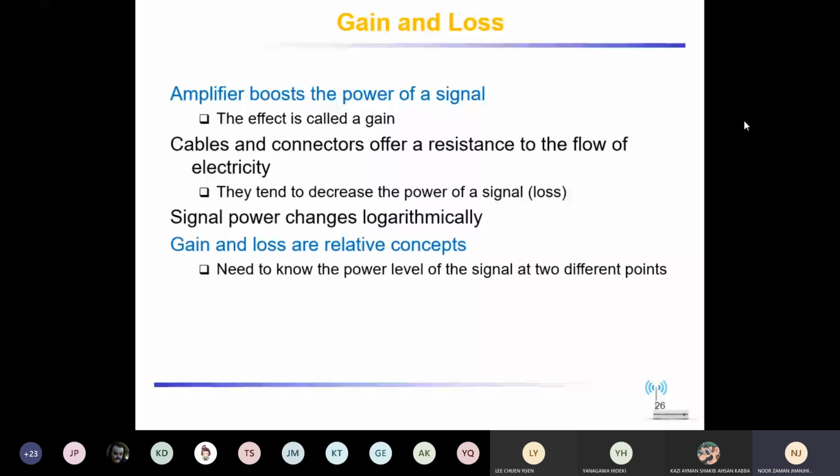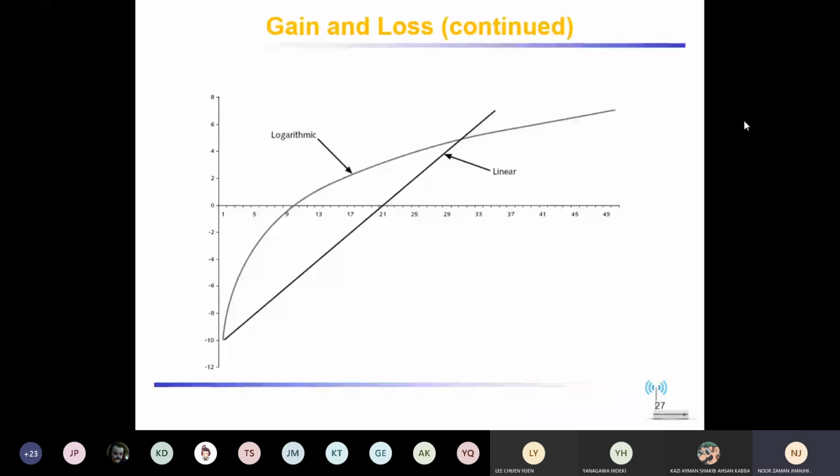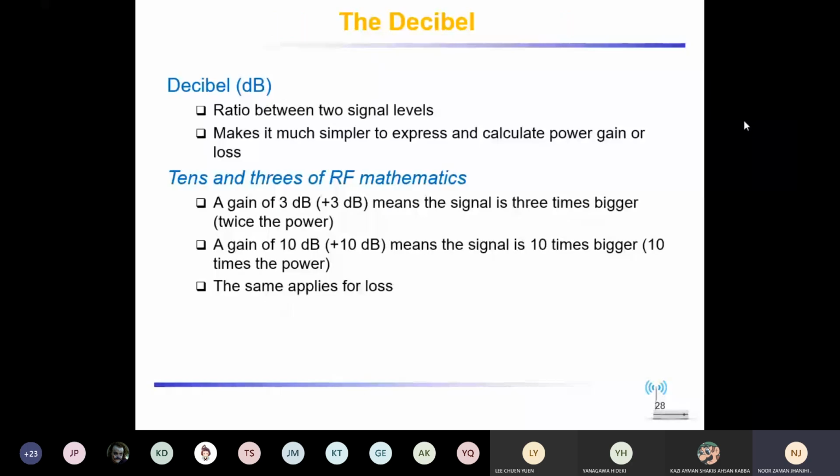Going ahead, gain and loss, we actually measure in this way. It is the linear pattern, and also it is the logarithmic pattern. What does it mean? We measure the signal strength in decibel. Decibel is actually known as the dB. So what is the dB? This is the ratio between two signal levels. I mean, it is the difference between the two signal levels, sending and receiving.